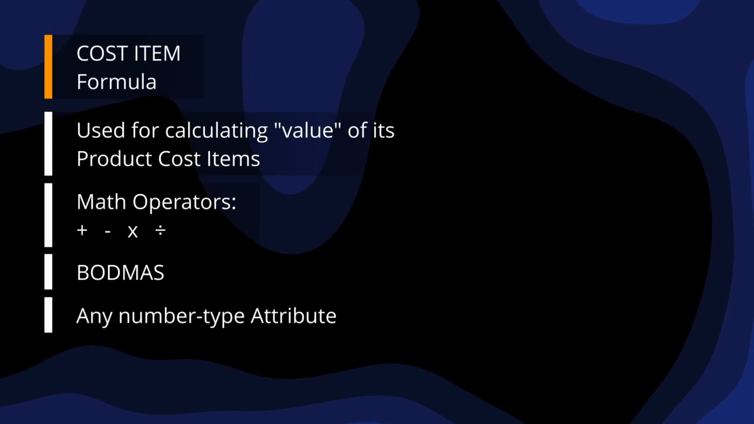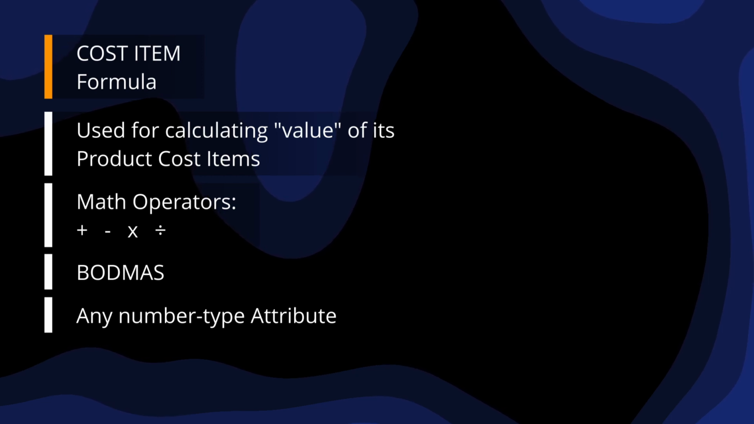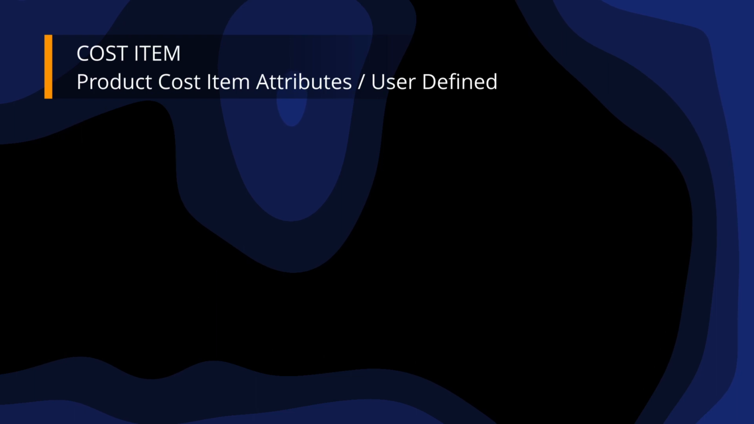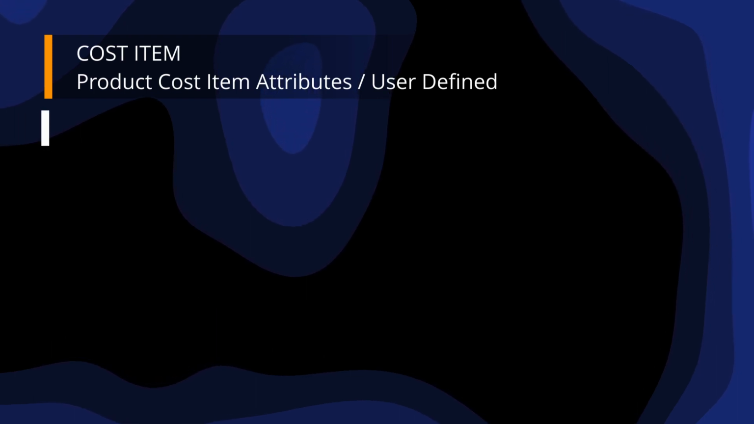You can use any number type attribute from within the agreement anywhere in your formulas, except for product cost item attributes which have some special rules that you'll need to know about. This attribute comes in two forms. Let's talk about each one in turn, starting with the one you're most familiar with.